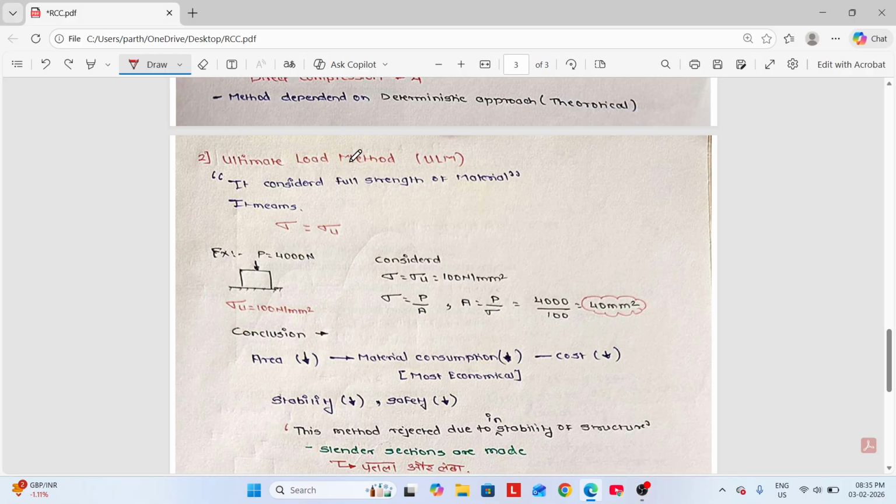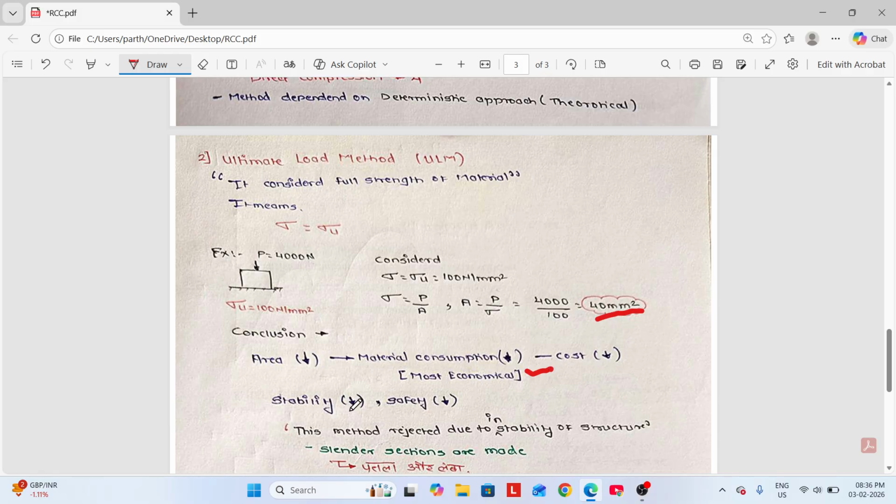In this method, it considers the full strength of the materials, which means stress. Here we can see an example such as a load applied of 4000 Newton. So when we calculate the area, the area is decreased as compared to the working stress method. So while getting the conclusion, we can see that the area is decreased, so the material consumption also decreases, and due to the material consumption decrease, the cost of the building or structure decreases, so that it will be the most economical method.